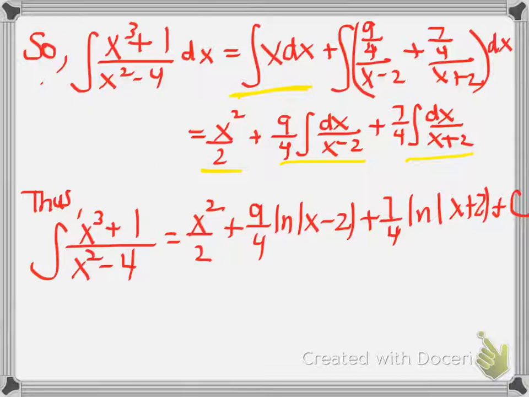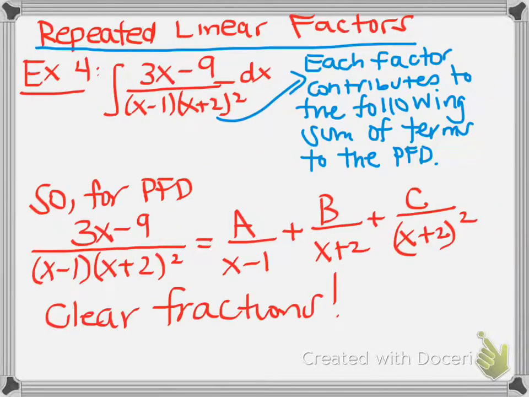So the integral of x cubed plus 1 over x squared minus 4 dx is equal to x squared over 2 plus 9/4 times the natural log of the absolute value of x minus 2, plus 7/4 times the natural log of the absolute value of x plus 2 plus c. Do not forget your plus c because this is an antiderivative.